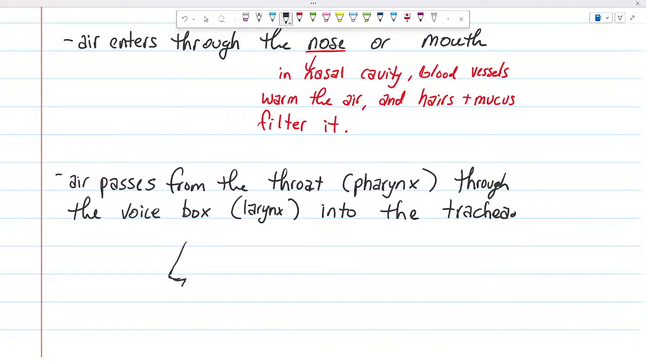First of all, this is a mouth. You will notice that at the back of your mouth, before it meets up with the nasal cavity, you've got this structure here. What is that structure there?